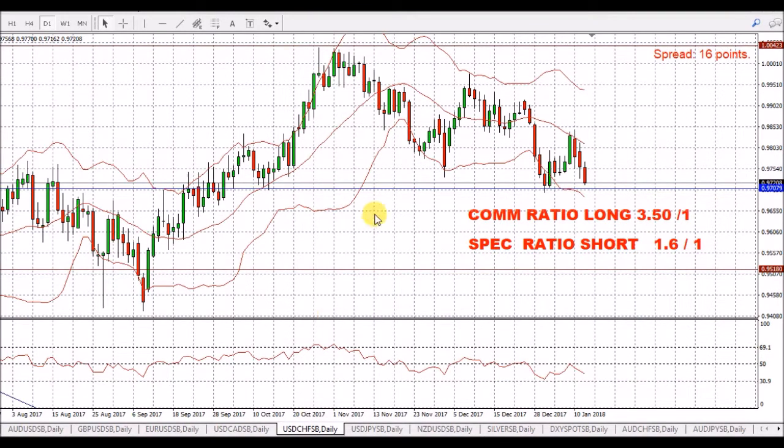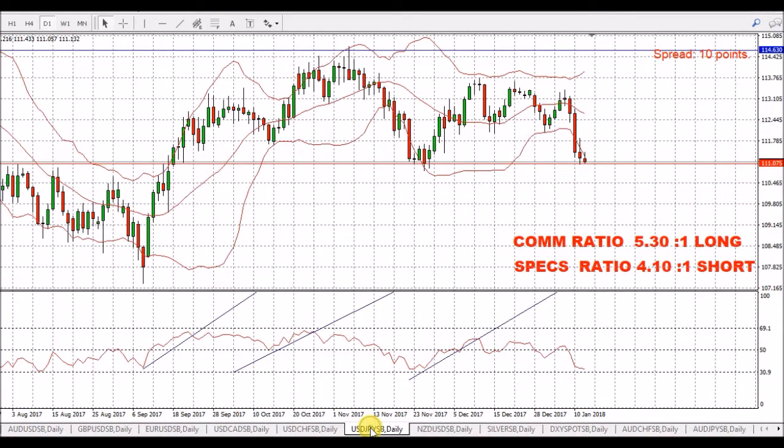USD Swiss franc, again we're back down to this support. We've got a long ratio of 3.5 to 1 on the Swiss franc. USD JPY, we've come down to support here. I did have a trade down here with it, which I've actually taken off. So we'll see where that goes, whether the support holds or if we have a little bit of a bounce back up. We're just above the 30.9 and we're kind of flattening out a little bit.